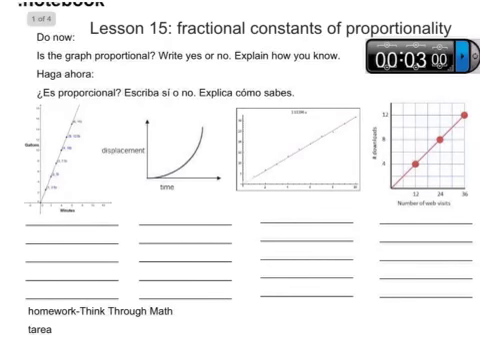Good afternoon, everyone. Today we're going to be working with fractional constants of proportionality. So we're going to be finding a k, a constant of proportionality, that will be a fraction or a mixed number.